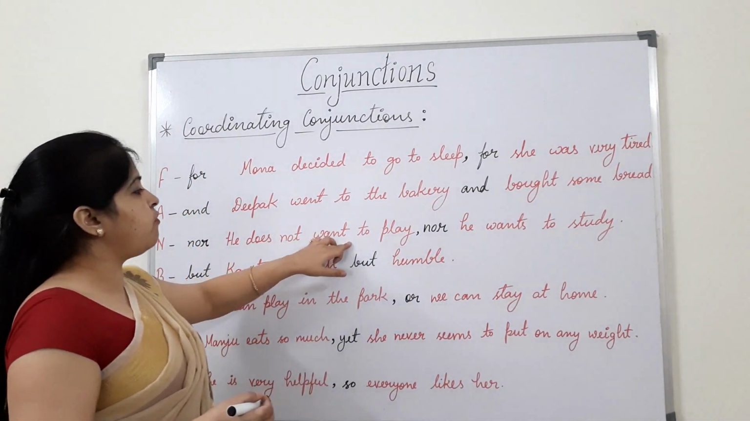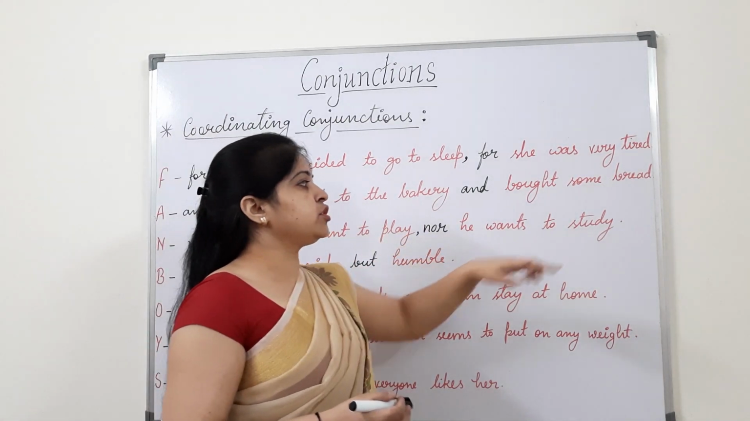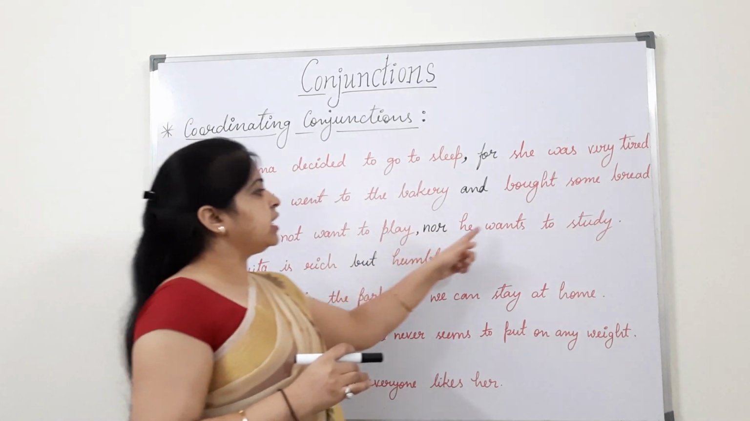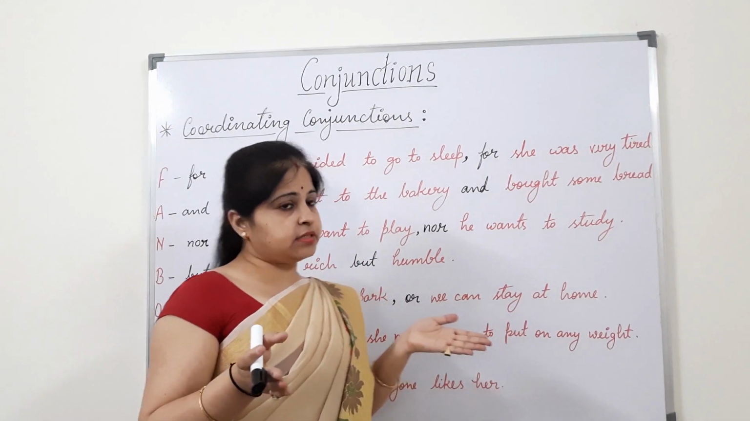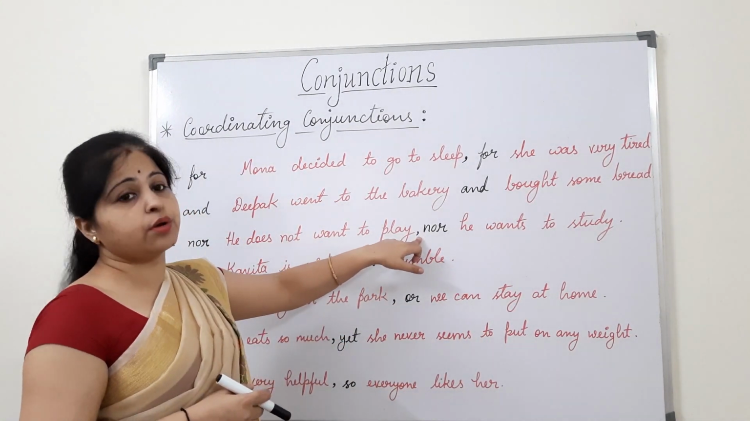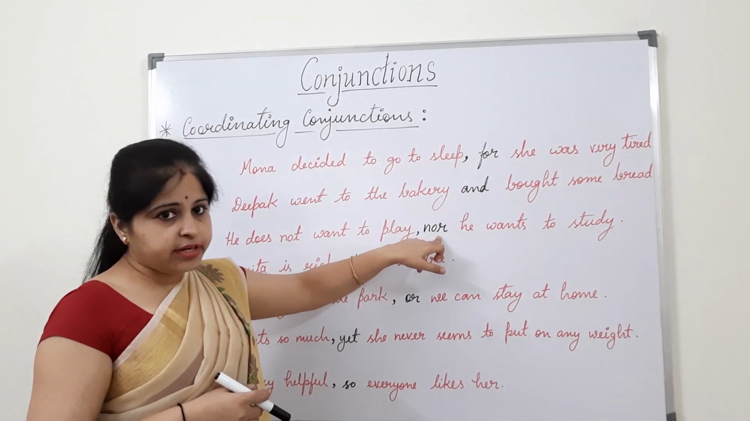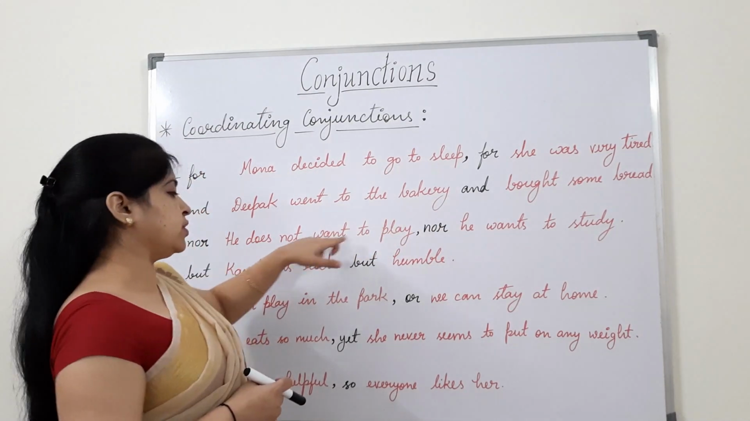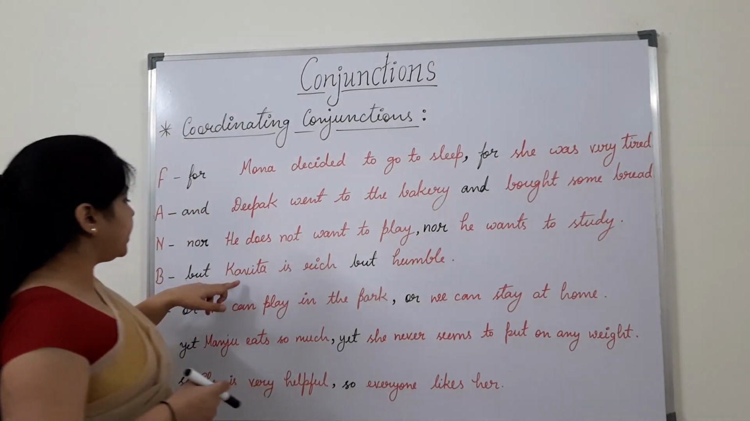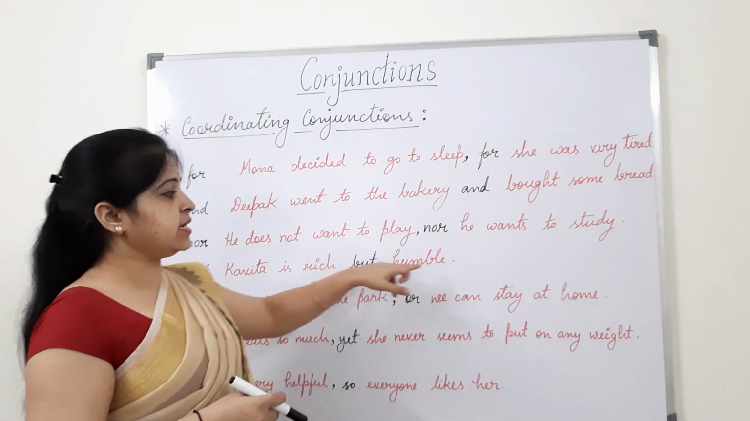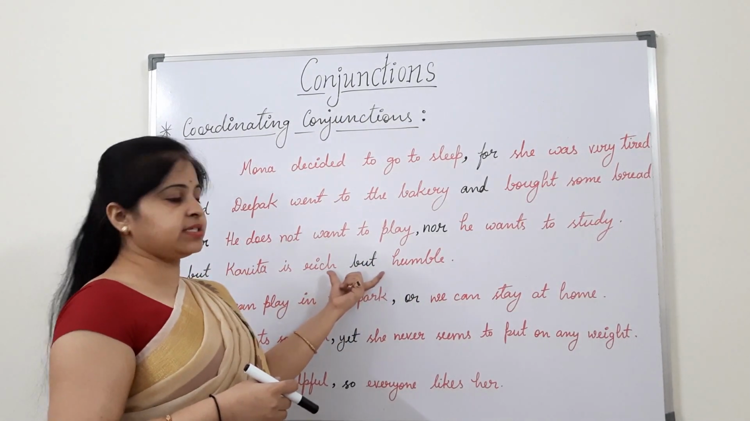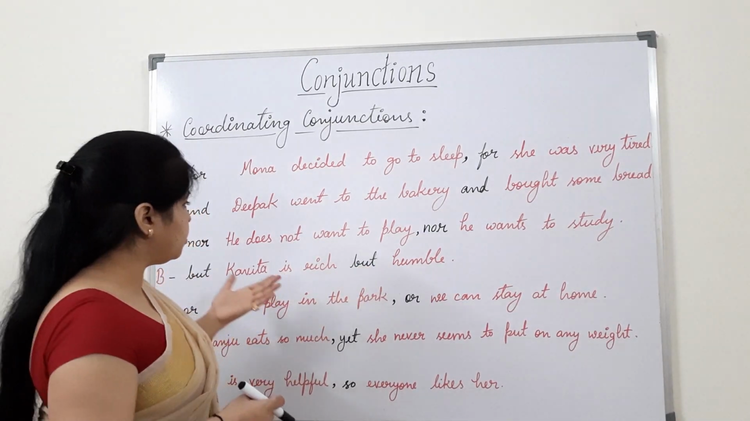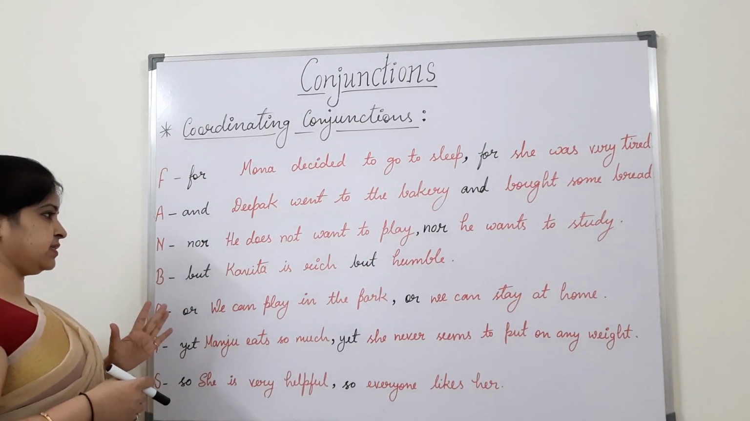He does not want to play, nor does he want to study. He does not want to play, complete. He wants to study, complete. So we'll be using a comma before the coordinating conjunction nor because independent clauses are there on both sides. Okay. So next, Kavita is rich but humble. Here only two words are joined with the help of this conjunction. So no use of comma, but is enough.